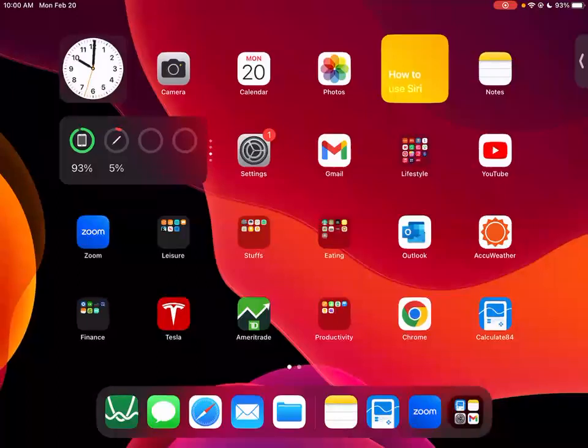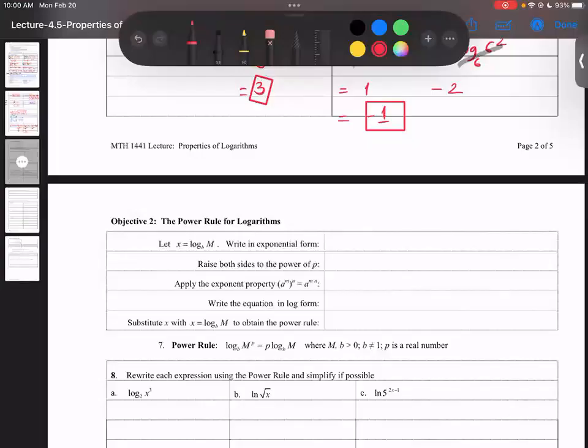All right, so that's 6 rules so far. There's more coming. I'm sorry, don't shoot the messenger. Another one is called the power rule of log. I call this the parachute rule. I'll tell you why I call it the parachute rule.